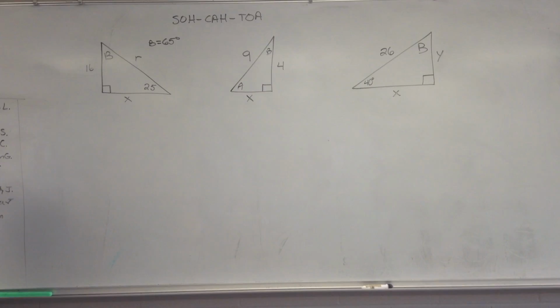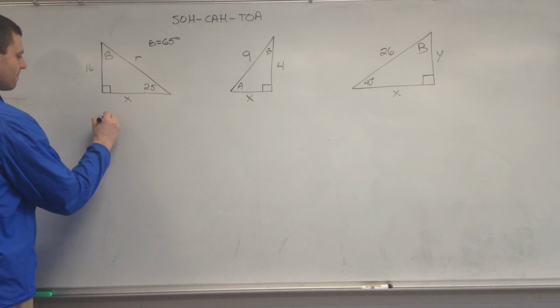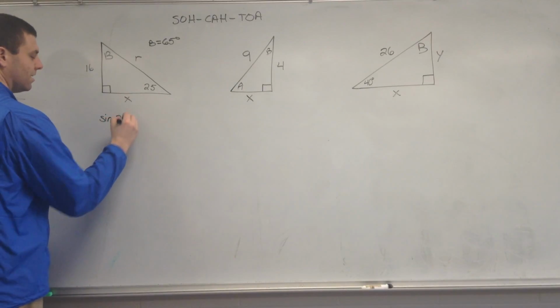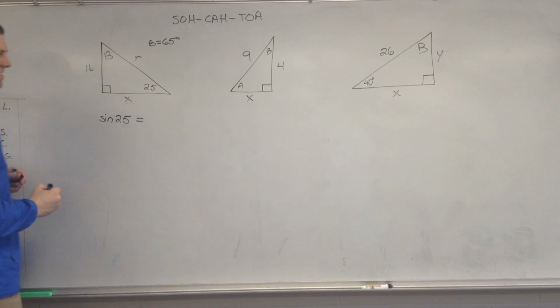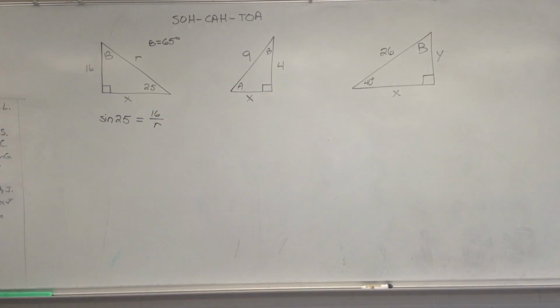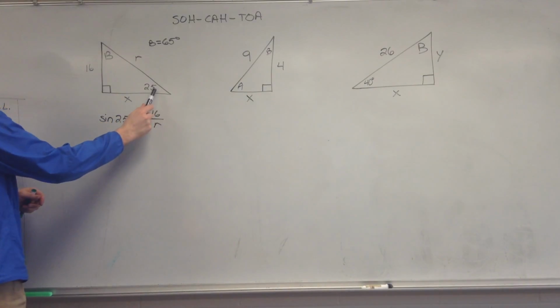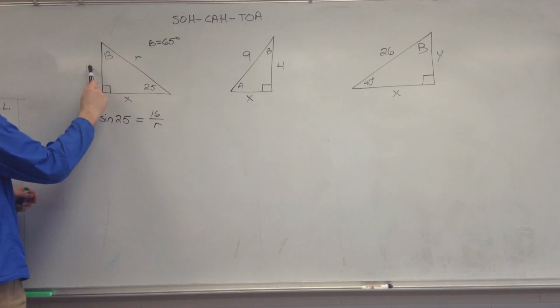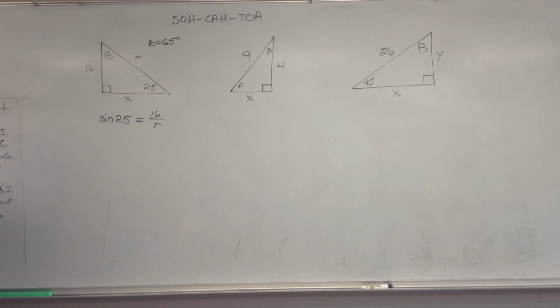Riata, can you give me one of your trig equations that you set up to help you solve for x or r? Sine 25 equals 16 over r. Perfect, good job. The sine of 25 equals 16 over r, because the sine of an angle is always equal to the opposite over the hypotenuse. Now, this one does kind of stink just a little bit because where is the variable?